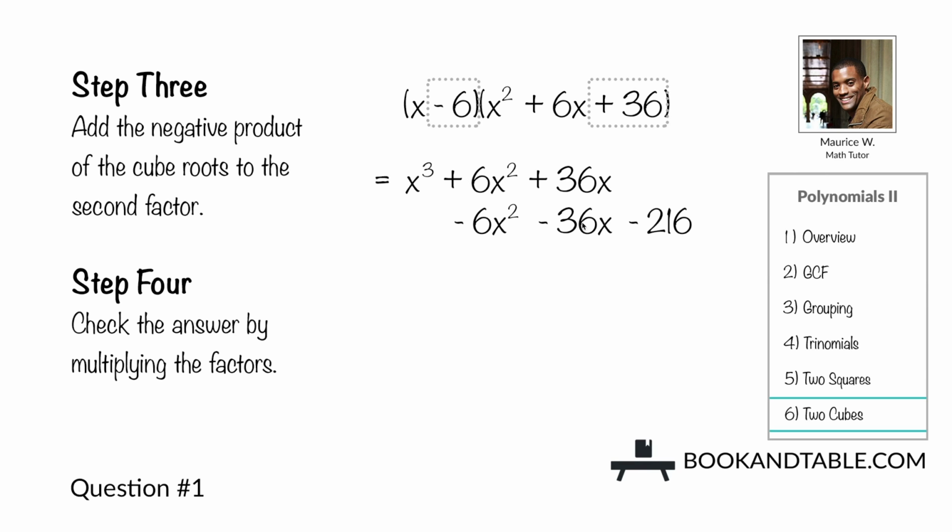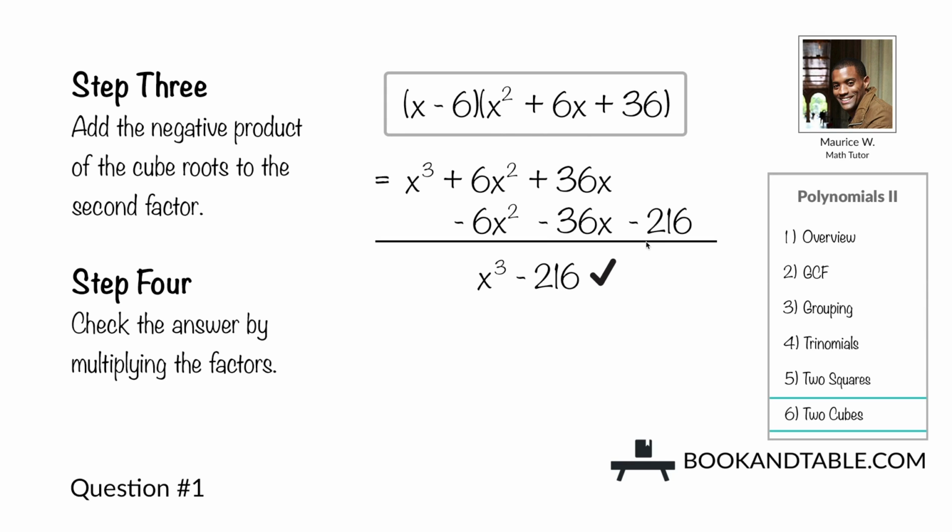So when these middle terms cancel each other out, we are left with x cubed minus 216, which was the original polynomial, thus confirming that the factors of this polynomial are x minus 6 and x squared plus 6x plus 36.